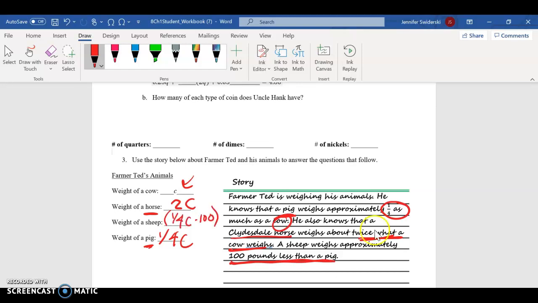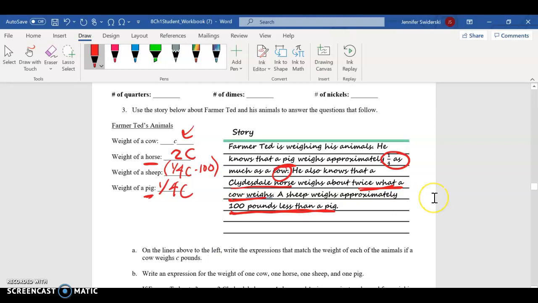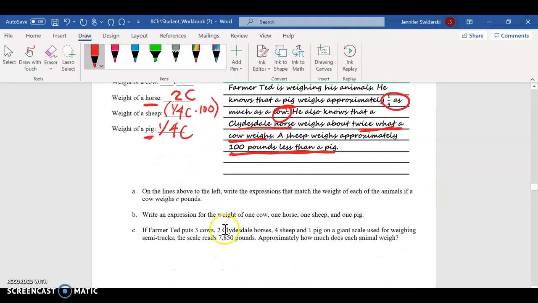Now you might be saying, well, Miss Swiderski, this is a lot. I'm really bad with word problems. We're going to work on this, okay? The main idea is to go through and read it, highlight key information, and ask yourself what everything is being compared to. Mainly in this problem, they're being compared to a cow, okay? So it says, A, on the lines above, to the left, write the expression that matches the weight of each animal. Great, we did. Notice how they told us to compare it to a cow if a cow is C.